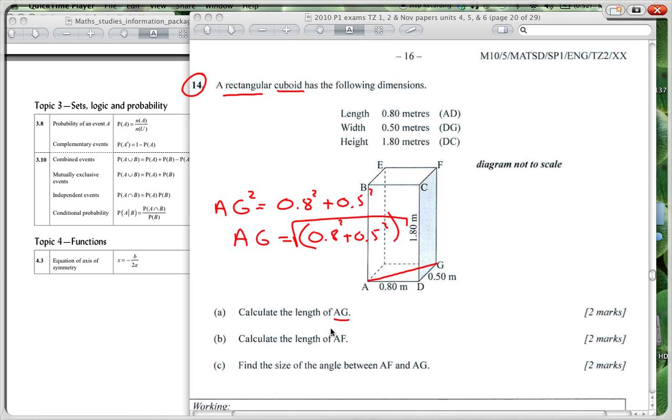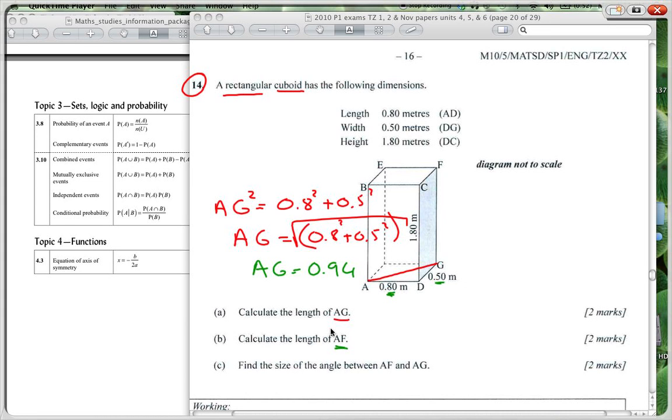So we do that on our calculators. 0.8 squared plus 0.5 squared, enter, and then we take the square root of the answer. You should get something like AG is equal to 0.94. Now we would do two significant figures or two decimal places because we've got two decimal places here. So AG is equal to 0.94.